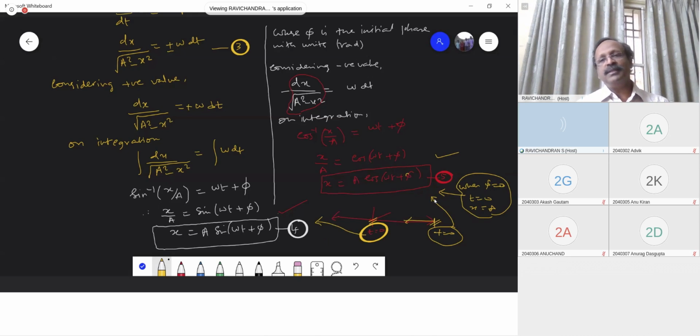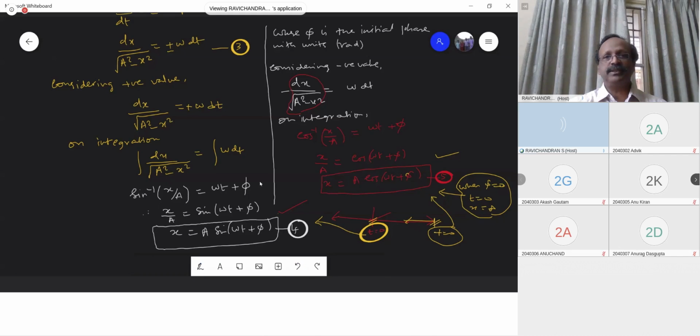If you start the body from the maximum amplitude, then you go for the cos theta value. If you start it from the mean position, you will use the sine theta formula. That's all. Otherwise, there is no difference between this and this. Hope you understood this. So I have got two equations, and I have solved the differential equation.